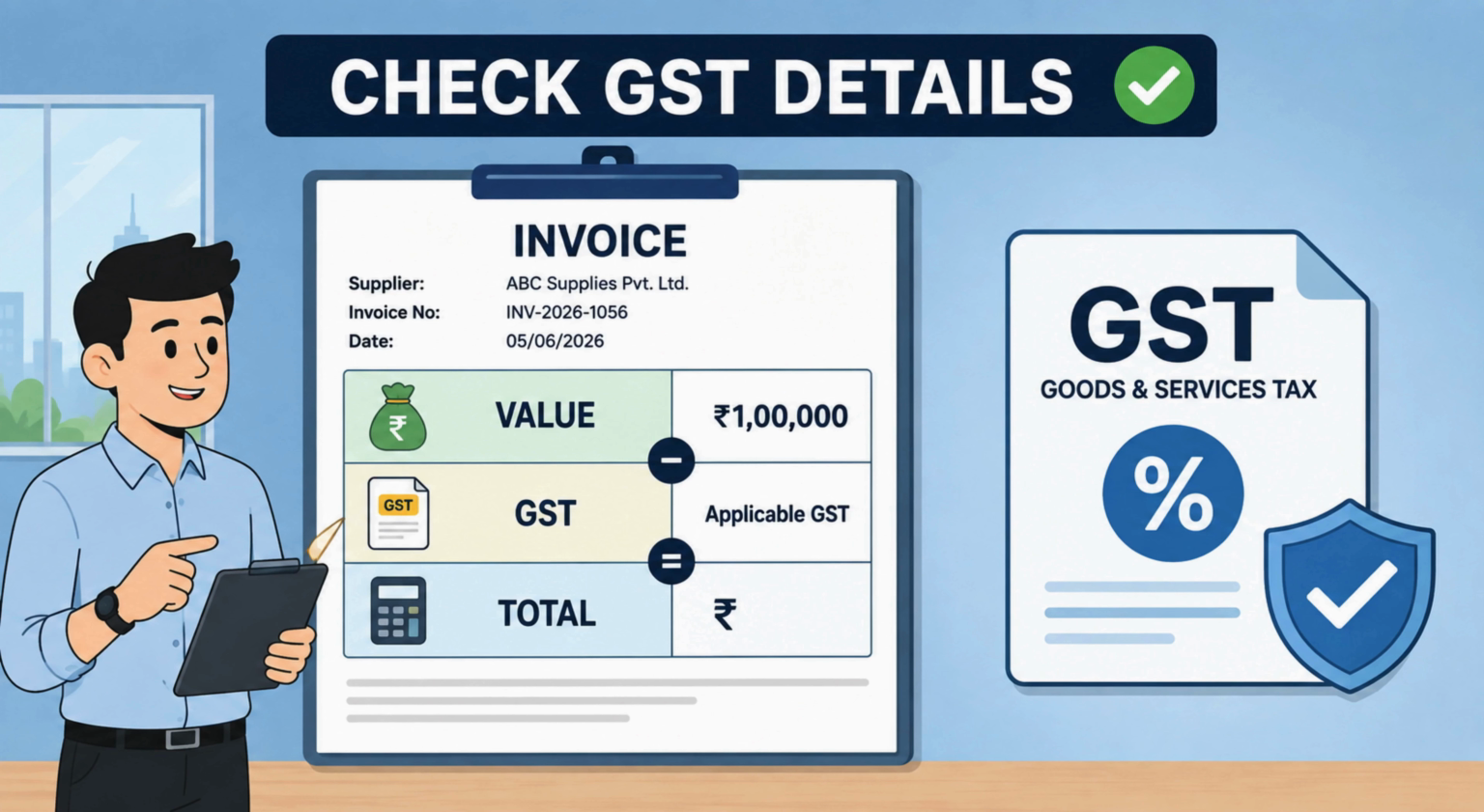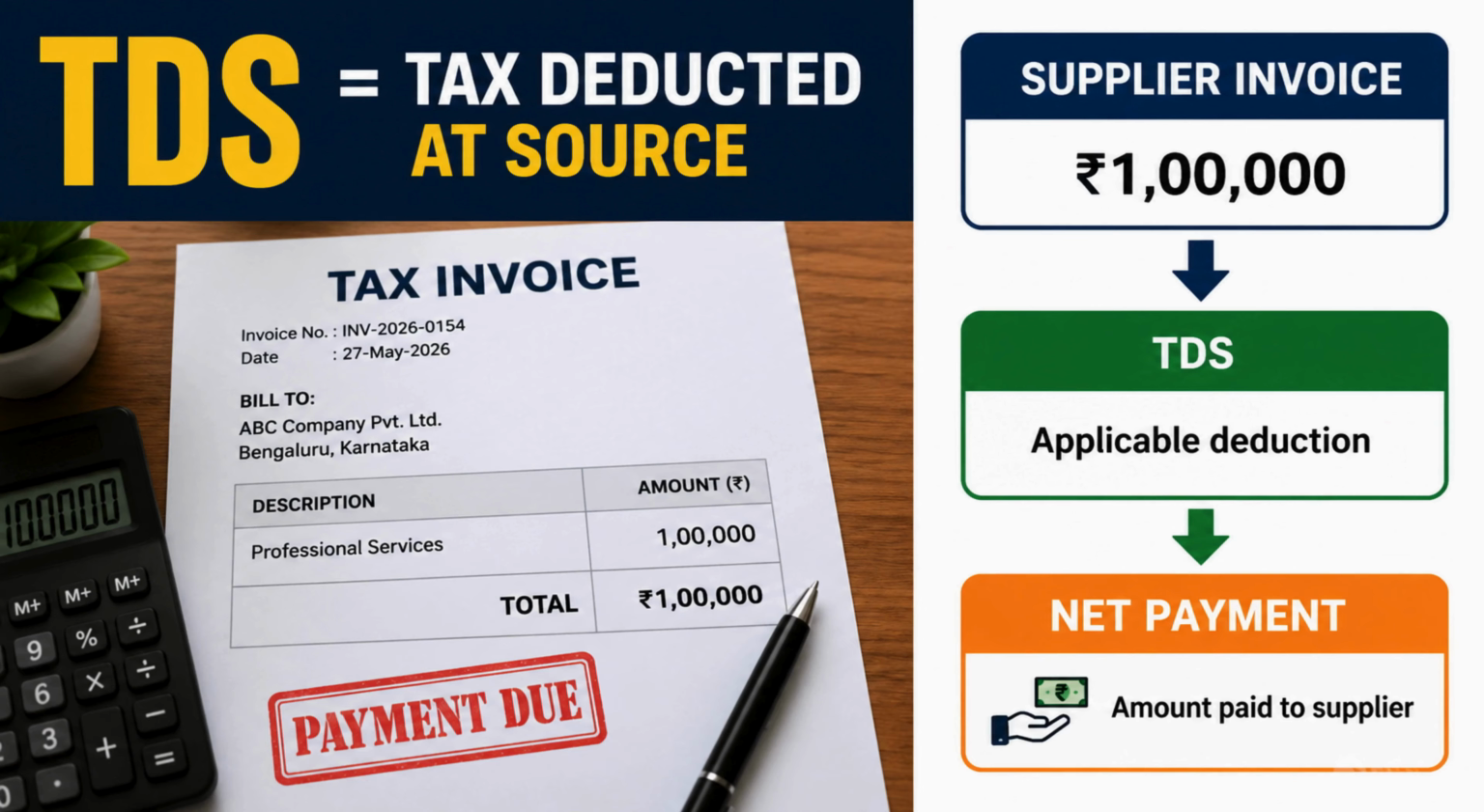Question 21. What is TDS? TDS stands for Tax Deducted at Source. For certain payments, tax may need to be deducted before payment is made to the supplier, depending on the nature of the transaction and applicable tax rules. For example, suppose a qualifying service invoice is 1 lakh rupees. The applicable TDS needs to be determined based on the transaction. The company may deduct the required amount and pay the supplier the net amount. If you don't remember the exact section or rate during an interview, don't guess.